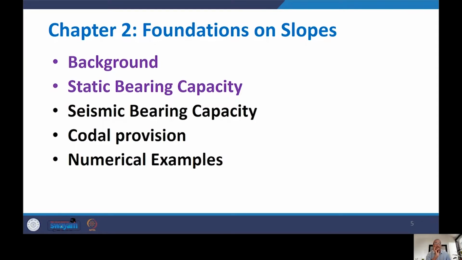So today, in this first lecture on this topic, we are going to talk about background and static bearing capacity. In the next lectures, the remaining three topics, that is seismic bearing capacity, codal provisions, and numerical examples, will be discussed. So let's talk about what the background is here.